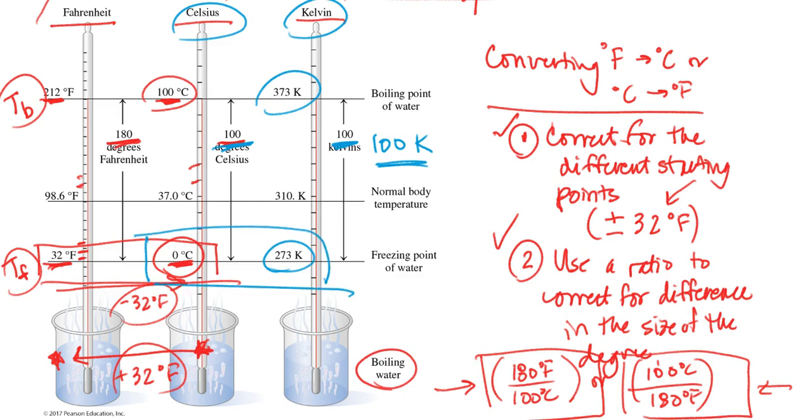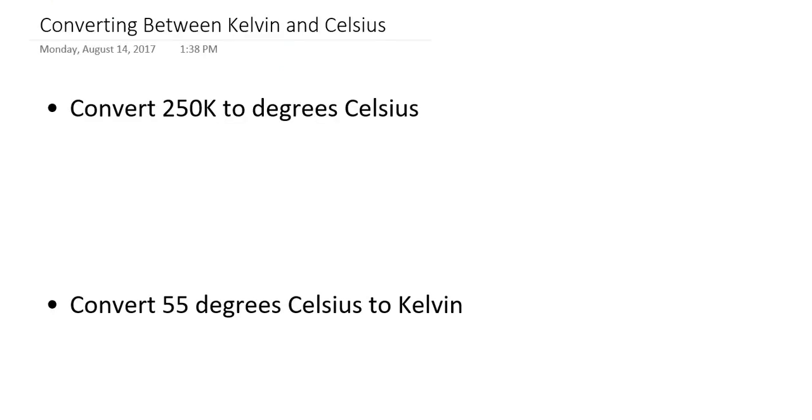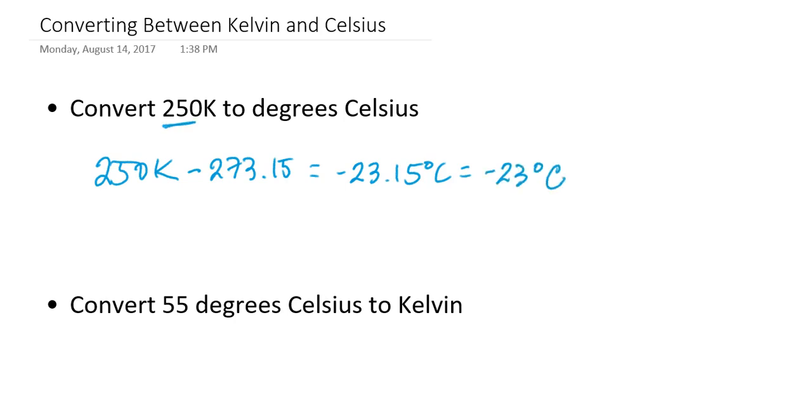So what that means is if I'm going to go from degrees Celsius to Kelvin, I just add 273. Or some books will even list it as 273.15. If I'm going from Kelvin to degrees Celsius, then I subtract 273.15. So if I wanted to convert 250 Kelvin to Celsius, I would subtract 273.15. And if I do that, then I end up with negative 23.15 degrees Celsius, or, since I have two significant figures here, that would be negative 23 degrees Celsius.